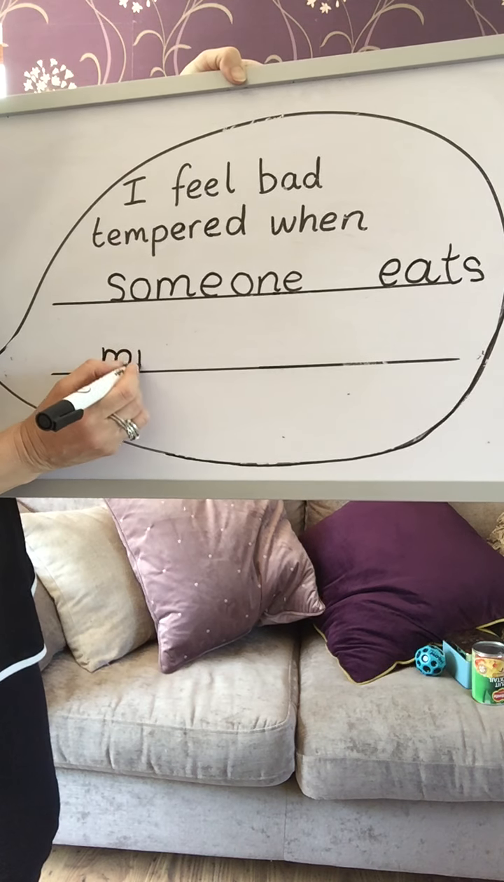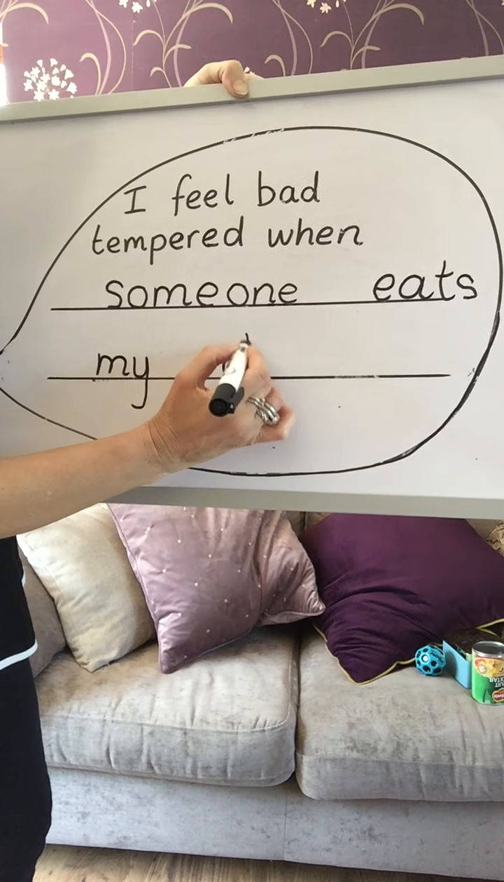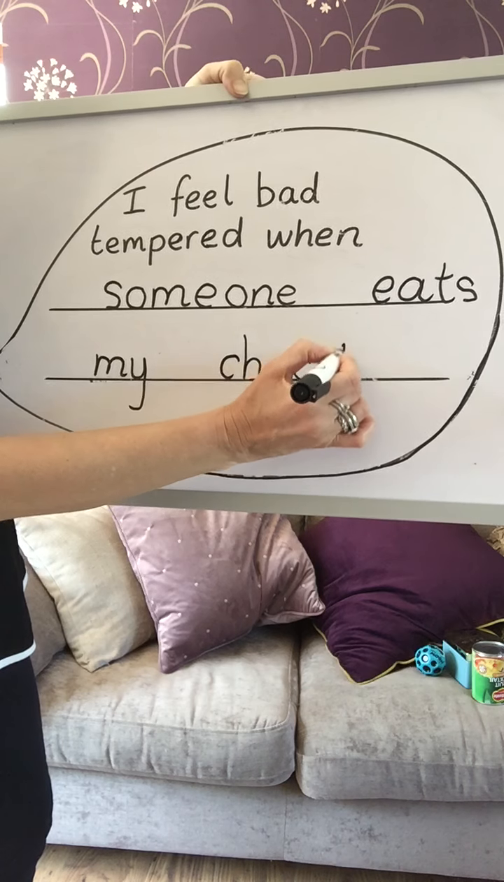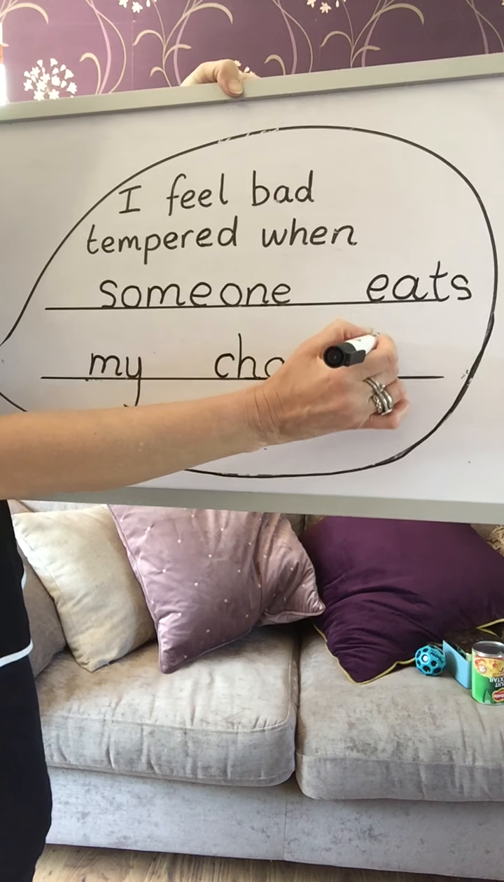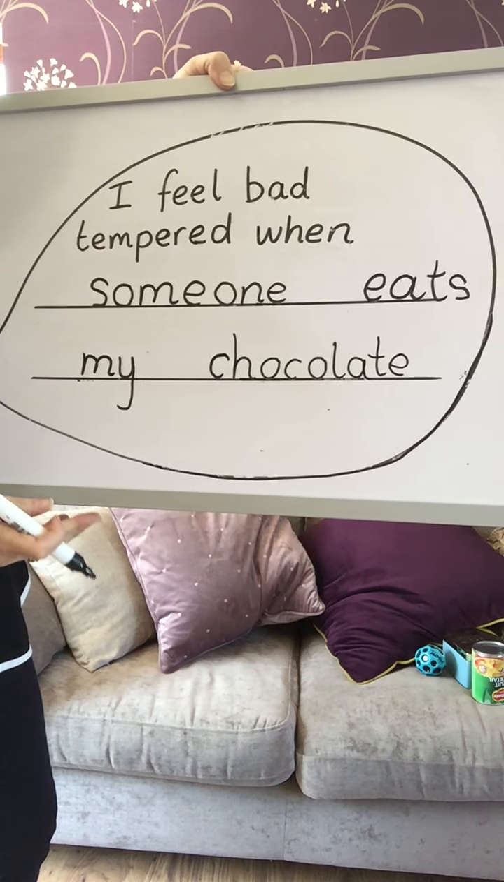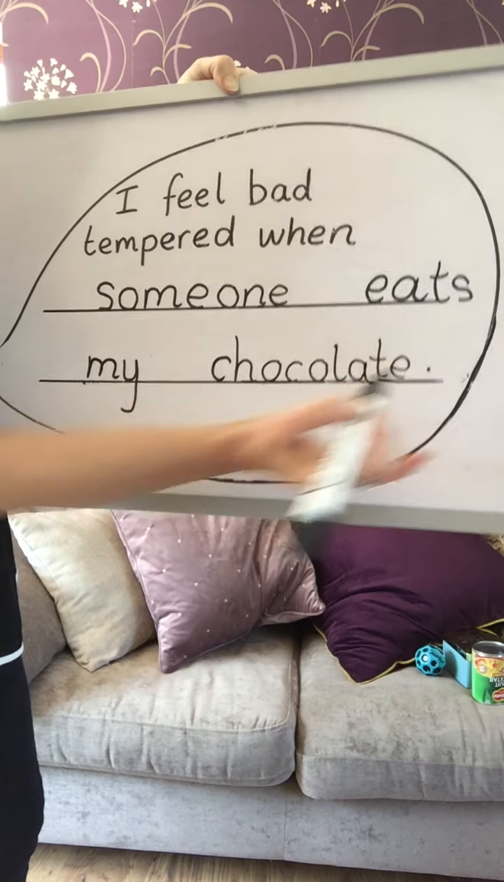This is a red word, my chocolate. Now I'm trying to write on the line. And at the end, what do we have, children? Yes, we have a full stop.